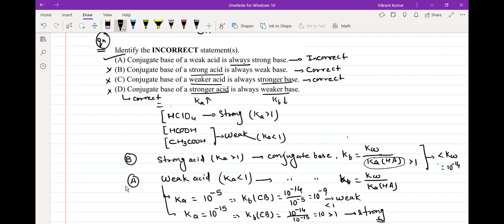Understood the point? So we need to be very careful about the words stronger, weaker, or strong, weak. When we say strong, it has a criterion: a strong acid should have Ka greater than 1. A weak acid will have a Ka value less than 1. A strong base will have a Kb value greater than 1. A weak base will have a Kb value less than 1. Stronger and weaker can both happen. One is 10⁻⁴, the other is 10⁻⁵. They fight among themselves, I'm stronger, I'm weaker, but both of them are weak.